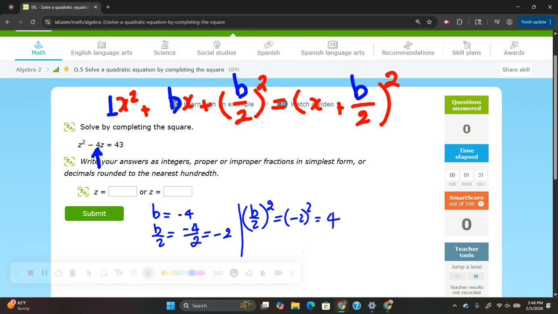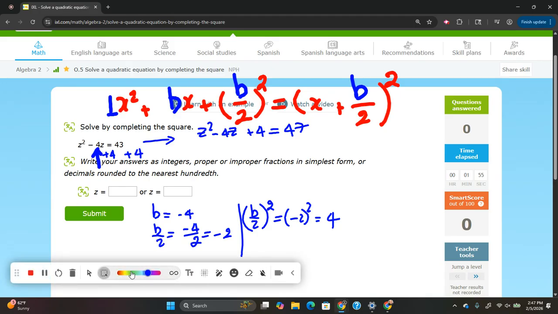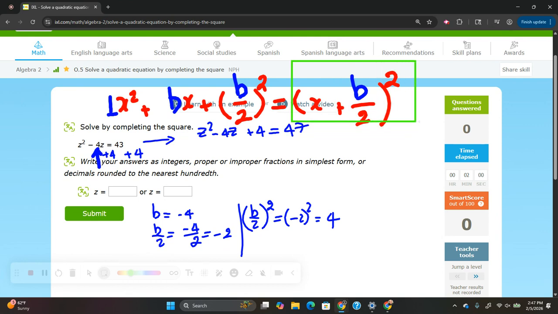So now pay attention. I need to add 4 on the left side and add 4 on the right side. Now you can see the left side becomes z squared, subtract 4z plus 4, and the right side is 47. On the left side, that is a perfect square. And again, the formula is right here. That perfect square is x plus b over 2 and the whole thing squared.